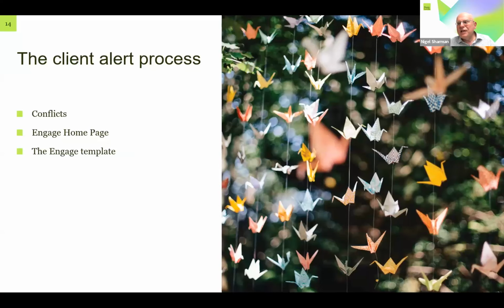So the client alert process, first of all: it's very important to clear conflicts when you're writing a client alert. There is a process for doing this, which I'll show you in a moment. But if we're going to mention an entity, maybe a former client or a current client, we need to make sure that conflicts are cleared on mentioning that entity, because we don't want to publish something disparaging to the client without the client relationship partner knowing anything about it.